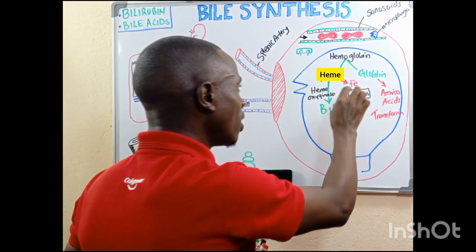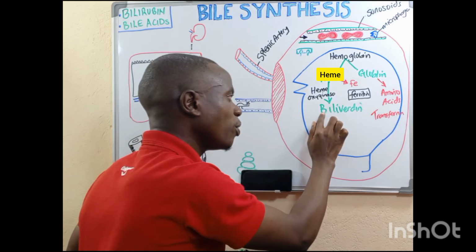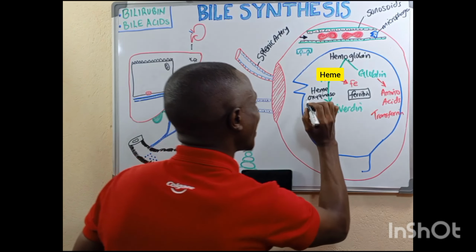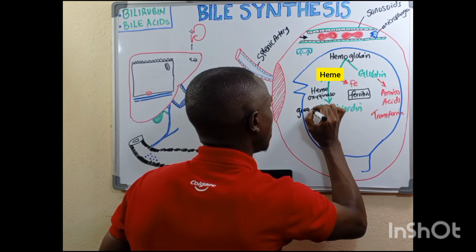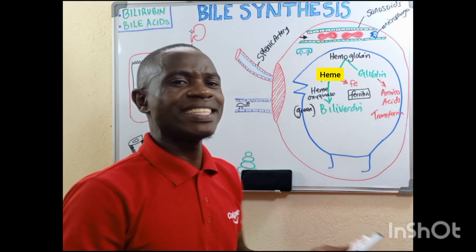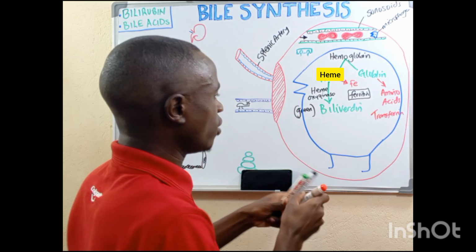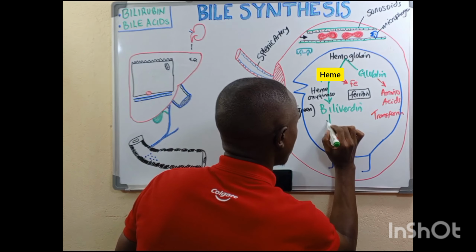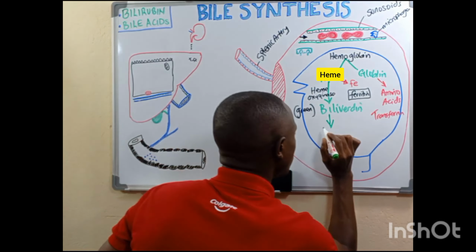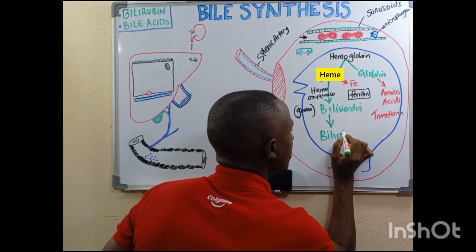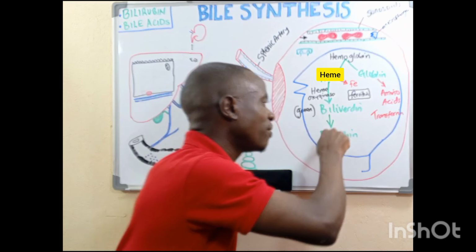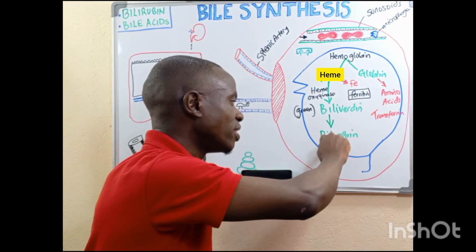Okay, so that's for the case of iron. Now we are moving on to biliverdin. This biliverdin is a green substance, appearing green. Now this biliverdin is further reduced into another kind of molecule. You know how this molecule is called? It is reduced into bilirubin.